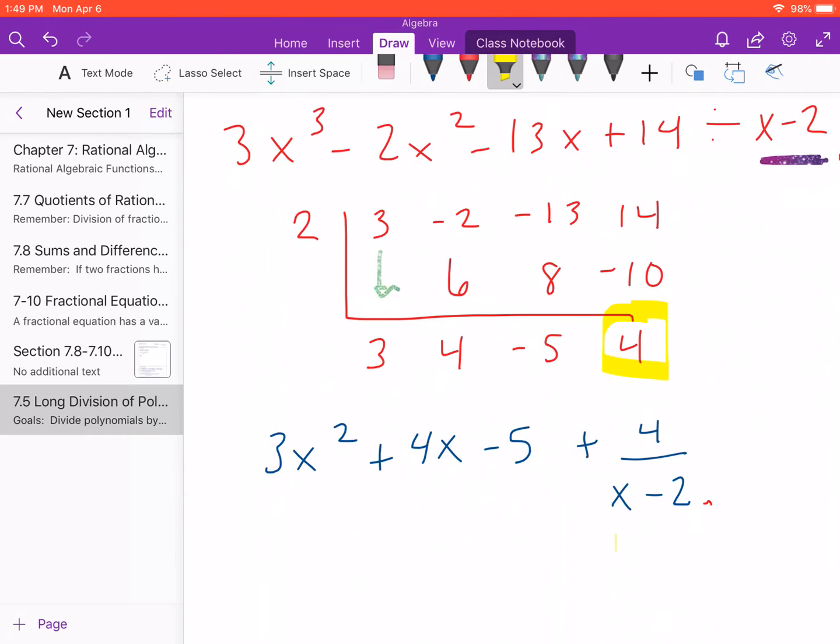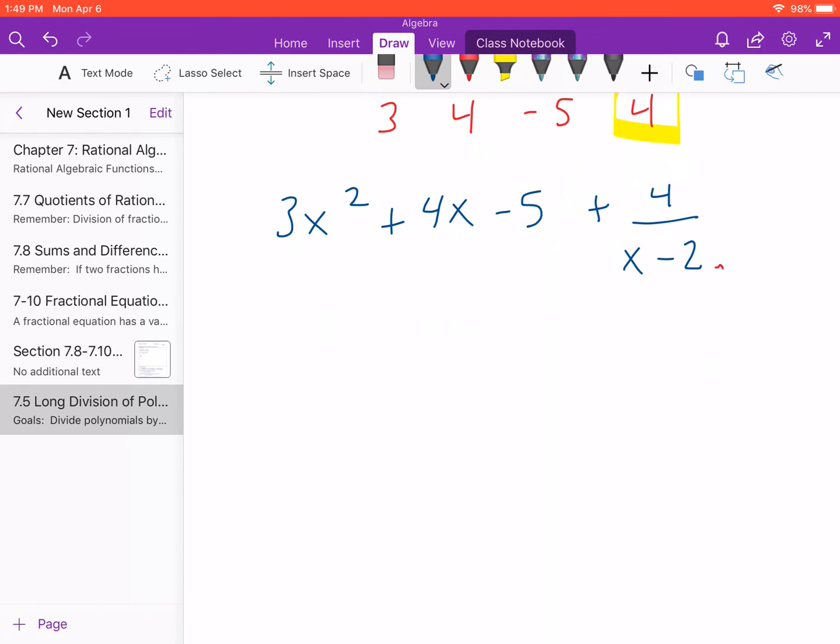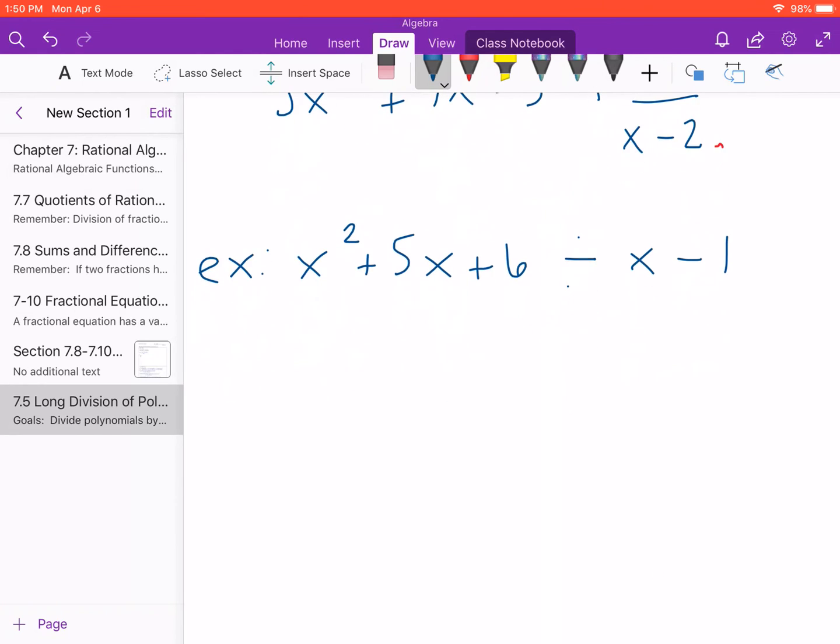So, if you are asked to do the following example, x squared plus 5x plus 6 divided by x minus 1. We're going to go ahead and draw our synthetic division box. And we want to make sure that we have our divisor. So it's x minus 1, so a positive 1 is written outside of the box. We then are going to fill in our coefficients.